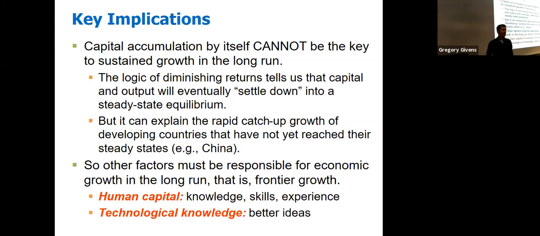And I'll go ahead and get directly to the punchline here. The component of the model, or the concept, that is going to allow us to escape the logic of diminishing returns is technological knowledge. In particular, improvements in the production process through gains in technology over time. Once we modify the model to account for better ideas over time, we'll be able to more clearly explain or distinguish frontier growth from catch-up growth, which is what we've talked about so far.